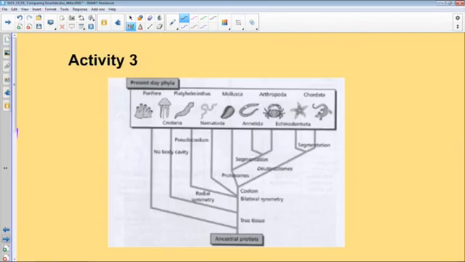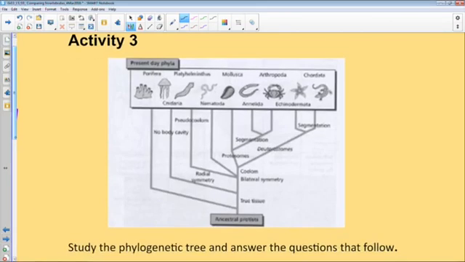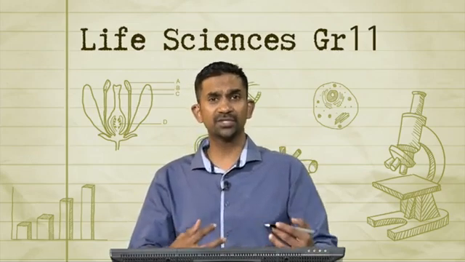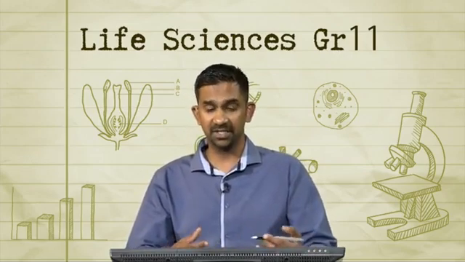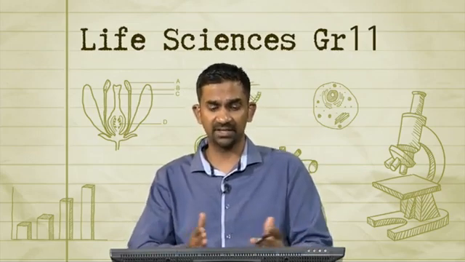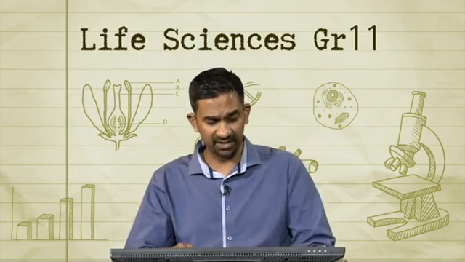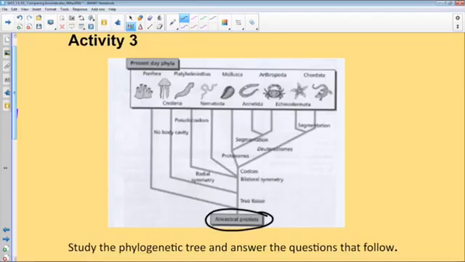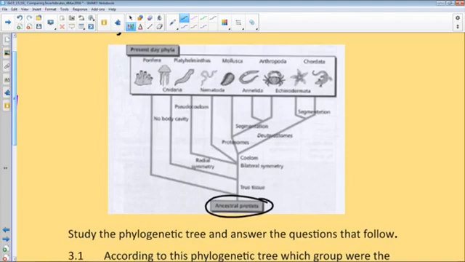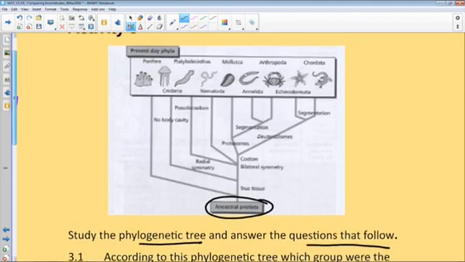So this is an image of a phylogenetic tree, and a phylogenetic tree basically shows the classification of organisms along a system where we have a common ancestor, and through the process of change and development there is specialization, and we characterize organisms based on certain characteristics, and that is how we classify them. So here we have an example of a phylogenetic tree. Let's read the question. Study the phylogenetic tree and answer the questions that follow. As I said, this is a representation called the phylogenetic tree.